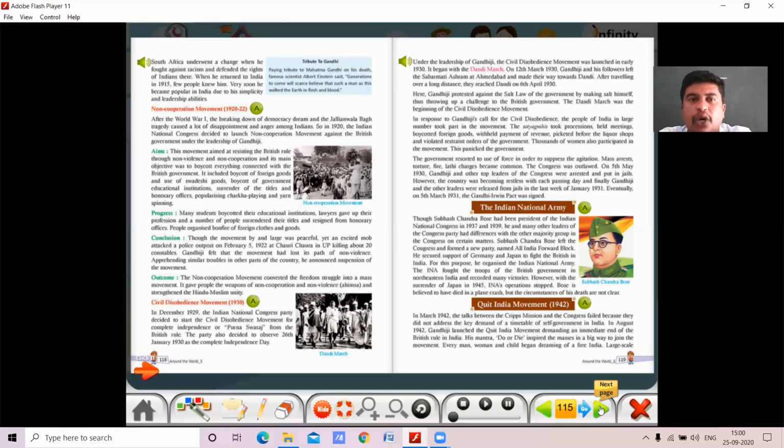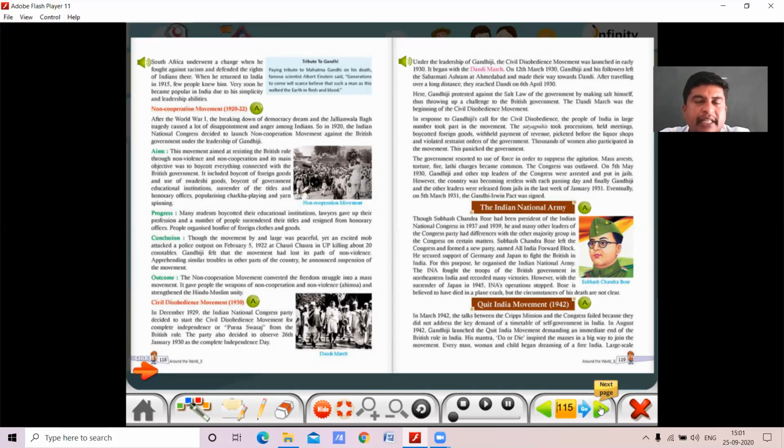Do you know, children, which is not in the textbook? South Africa got independence in the year 1994. Especially, Mahatma Gandhiji played a very important role in checking the racial system in South Africa. As you all know, he fought against racism and defended the rights of Indians there, and struggled in favor of Indians.